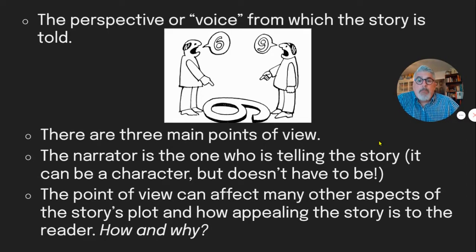Now let's go with point of view. There are three main points of view. The narrator is the one who's telling the story. In all the stories, we have a narrator that tells the story. It can be a character in the story, but it doesn't have to be. The point of view can affect many other aspects of the story's plot, and how appealing the story is to the reader. How and why.